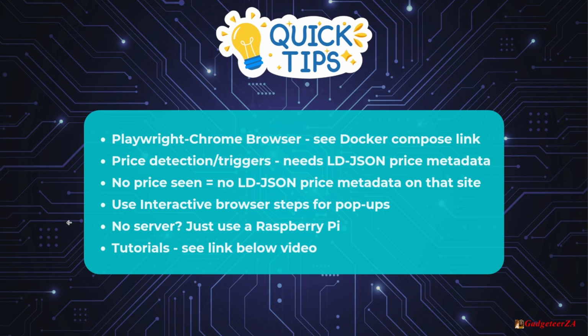You can use just a Raspberry Pi. Anything that's going to run 24/7 that's connected on your network, you could set up with Docker and actually get this to run. And then just lastly, the tutorials. I'll put a link below the video as well. They've got a couple of video tutorials on how to do various things with change detection.